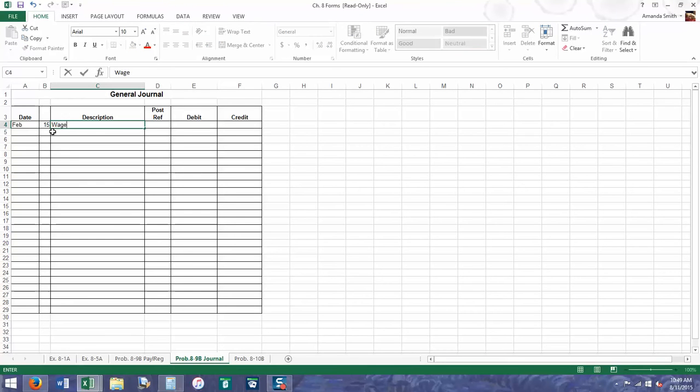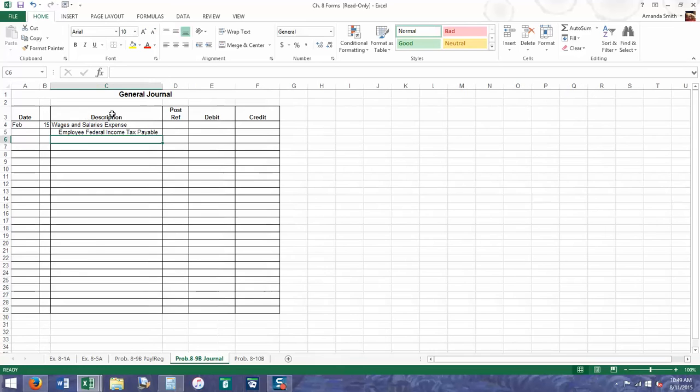The first line is going to be wages and salaries expense. And then we're going to have the employee federal income tax payable. If you need to, you can always abbreviate to make sure everything fits. Then we're going to have our Social Security tax payable, our Medicare tax payable, city tax payable. That is one of the things that page 296 did not have.